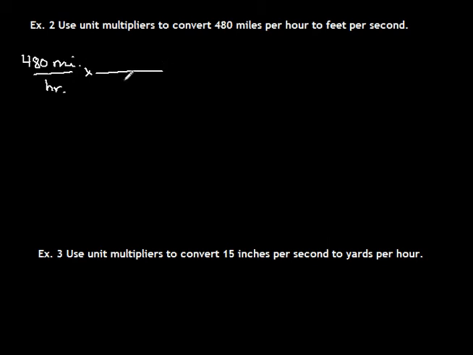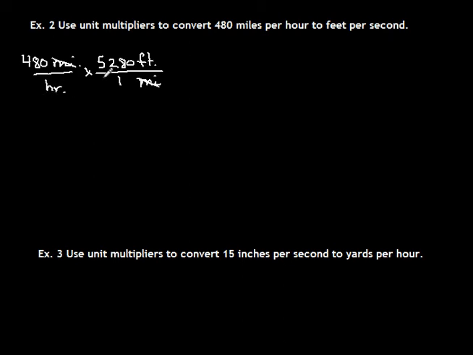So here we go. We want miles on the bottom, and we're going to go miles into feet. So the feet would go on the top. Remember, there's 5,280 feet in 1 mile. So the miles cross out. We want it in feet per second. So that was pretty easy. We already have it in feet.